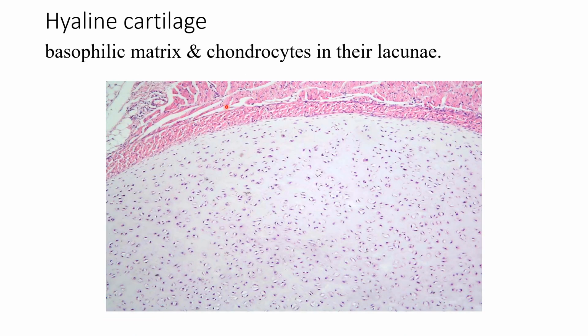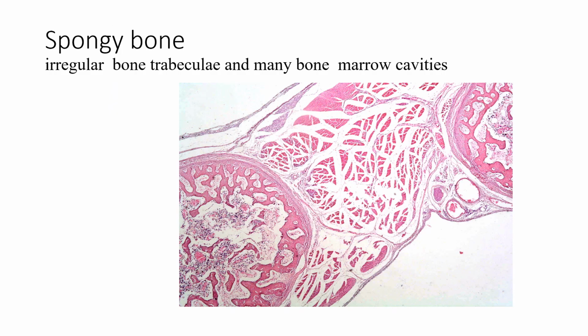TS skeletal muscle can be seen also with hyaline cartilage. From where am I going to identify the hyaline cartilage? The matrix is basophilic, and these are the chondrocytes present in lacunae and forming cell nests. I can see as well the TS skeletal muscle in a section of spongy bone. From where do I know it's spongy bone? Irregular bone trabeculae and multiple bone marrow cavities.